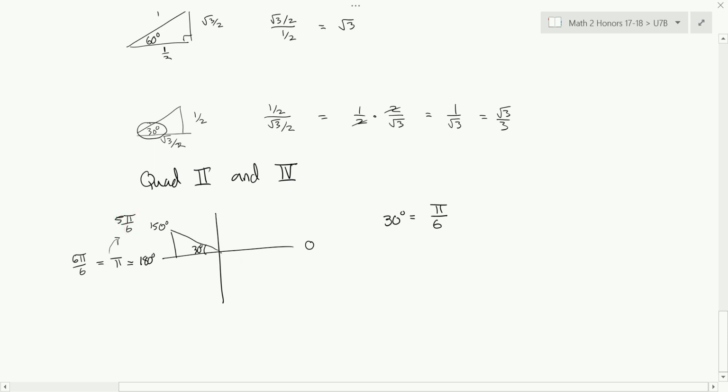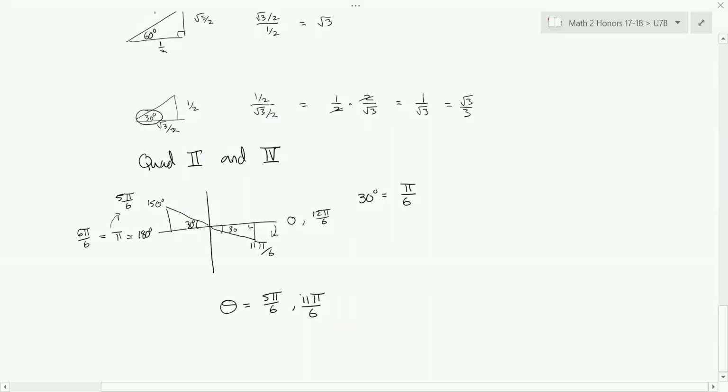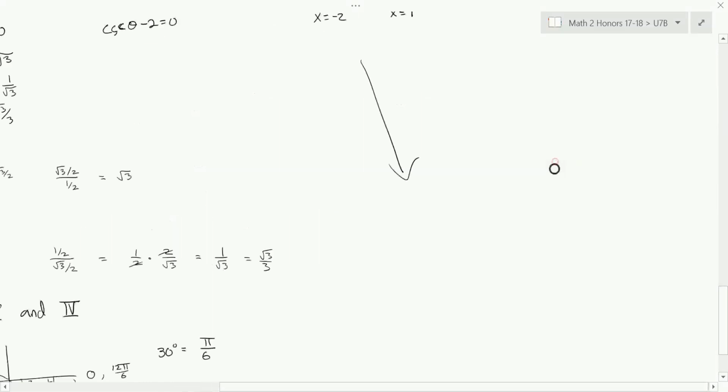Okay? And then I put 30 degrees in this quadrant. And so this is going to be 12 pi over 6. Go back, and we get 11 pi over 6 here. All right, so my two answers for theta from this problem are 5 pi over 6 and 11 pi over 6. Okay? All right, now don't forget we have a second half to work on.